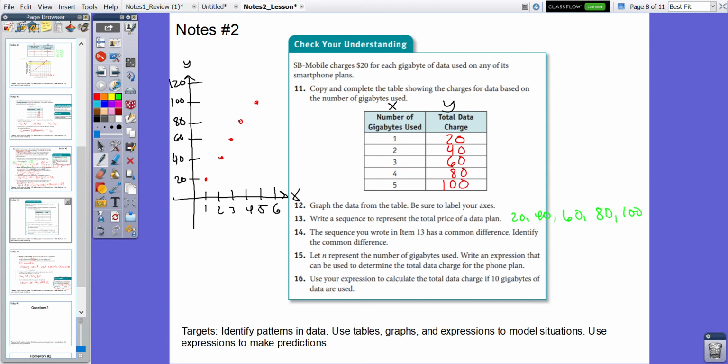The sequence you wrote in item 13 has a common difference. Identify the common difference. Well, what are we adding every time? We're adding how much each additional gigabyte of data costs us, so that's going to be 20.